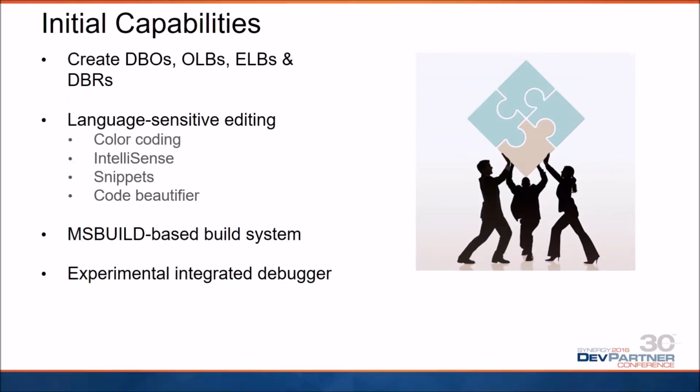Let's talk about initial capabilities. Well, I guess I already have a little bit. Producing object files, object libraries, OLBs and DBRs. Pretty comprehensive color coding, IntelliSense, full support for snippets in Visual Studio, and the code beautifier as well, that can really help you if you've got some code that's kind of all over the place. And that Control-K-D key sequence to reformat the code is a very nice addition to what we used to have available in Workbench.